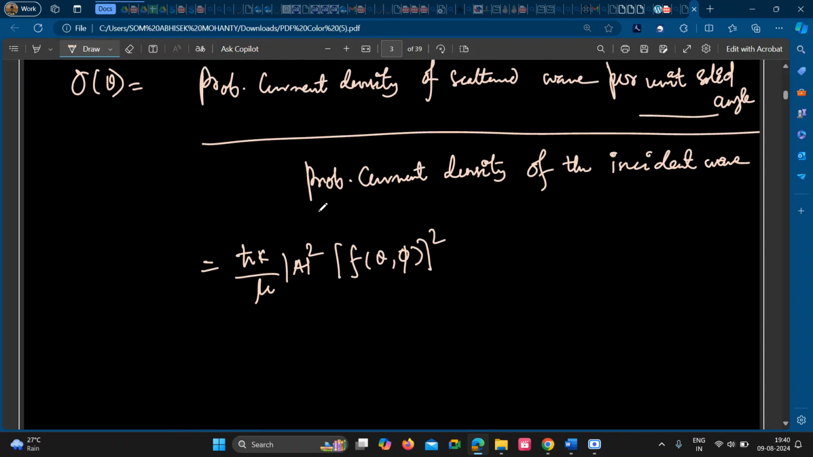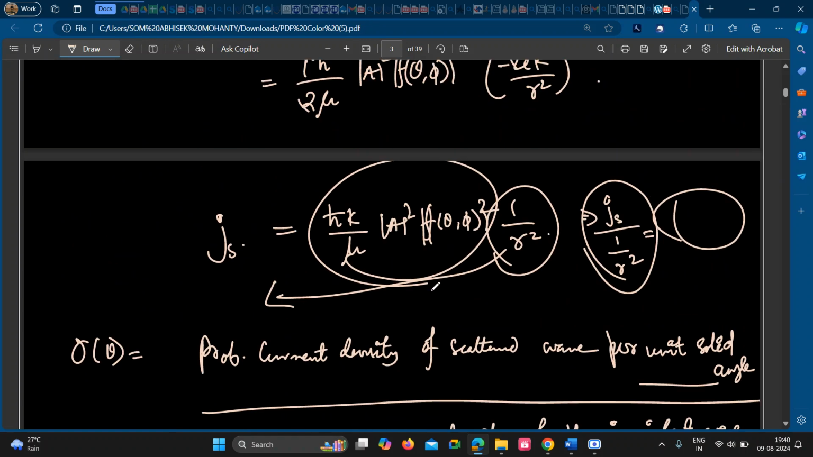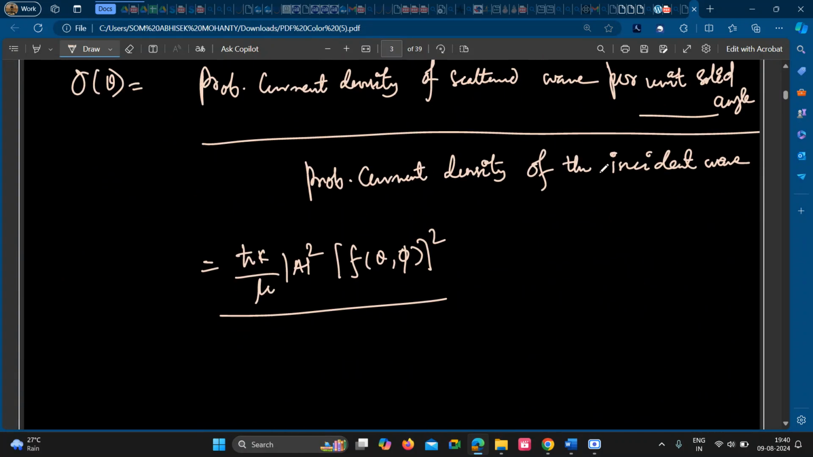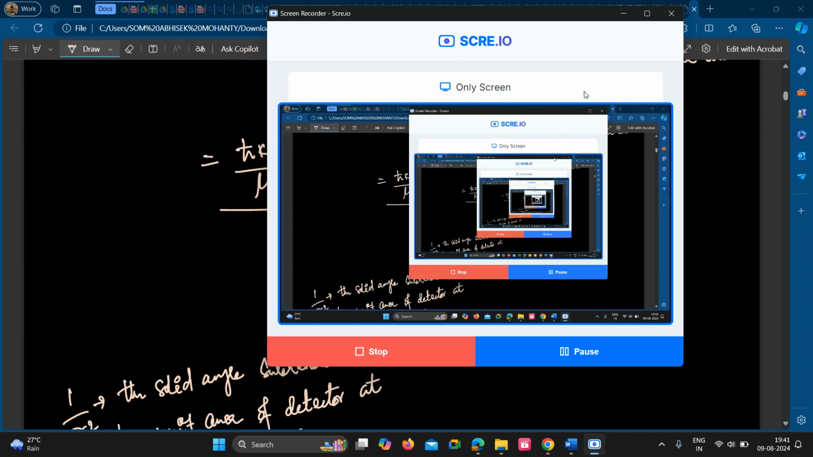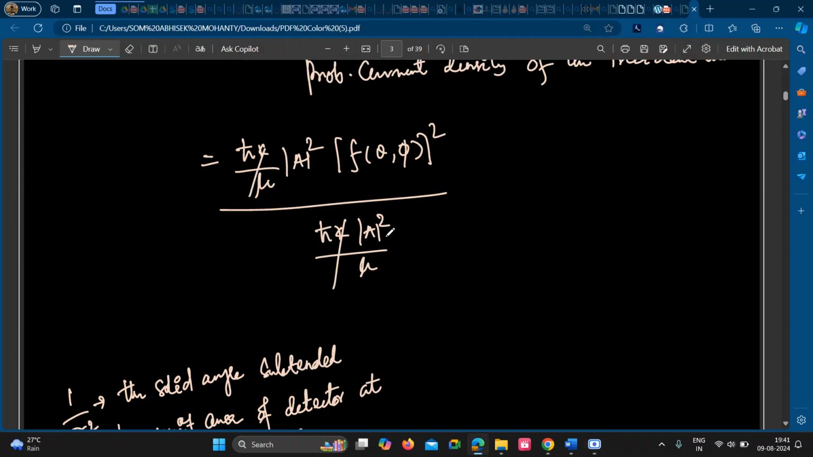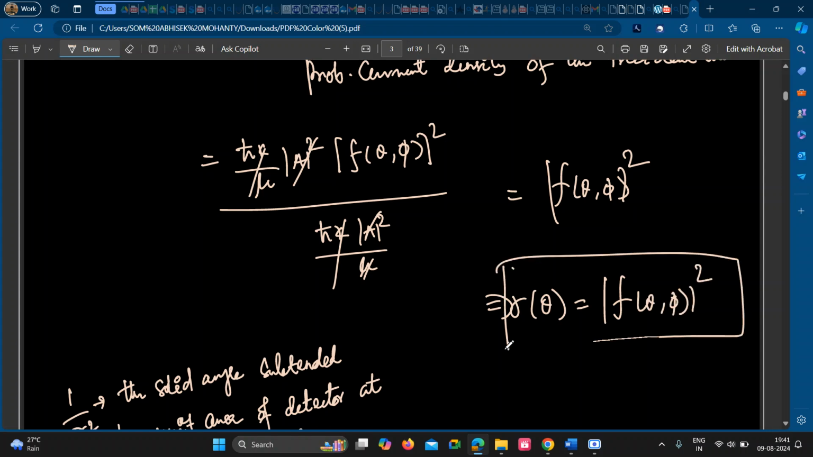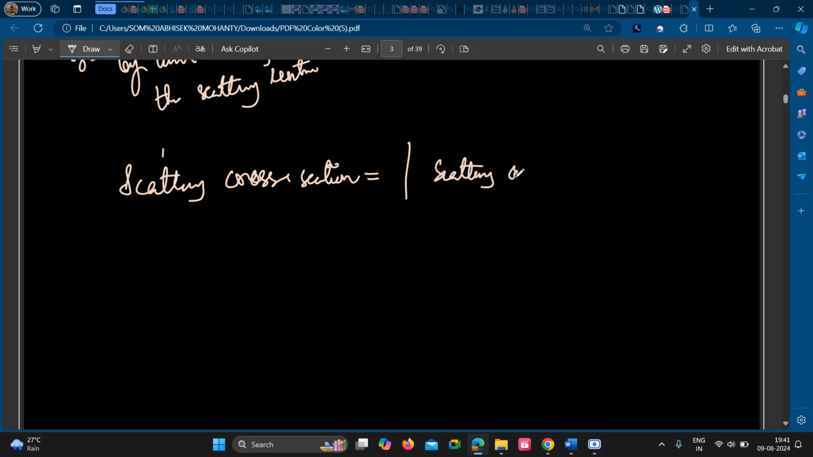So this is your probability current density of the scattered wave divided by the probability current density of the incident wave. We have calculated it, that is ħk a² by μ. Let's see what can be cancelled out. The a² cancels, so this is equal to |f(θ,φ)|². So at the end we concluded that σ(θ) is equal to |f(θ,φ)|². So the scattering cross section is equal to the square of the scattering amplitude. We have proved it here. This is a very important formula.